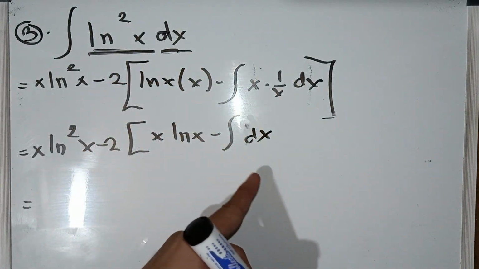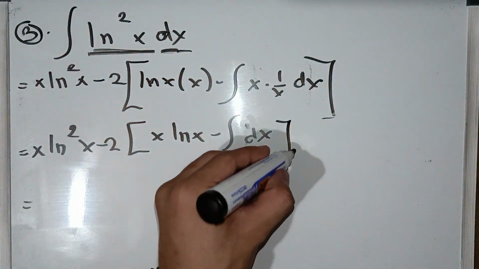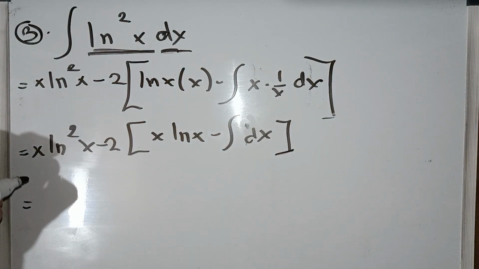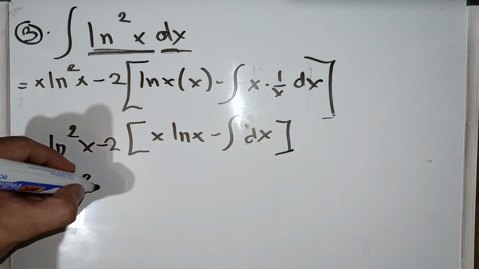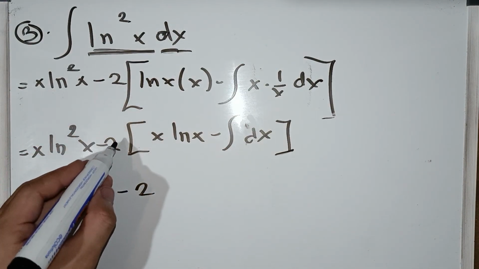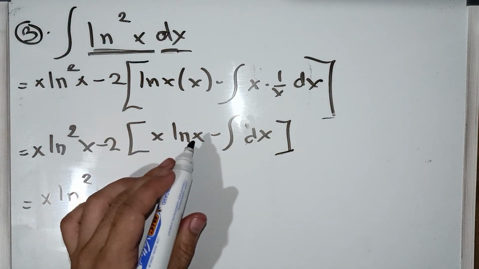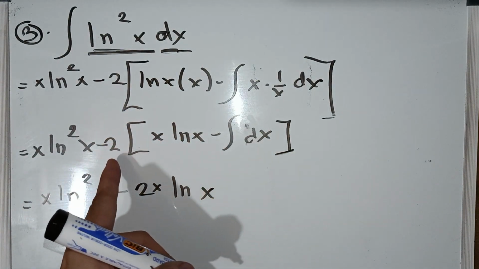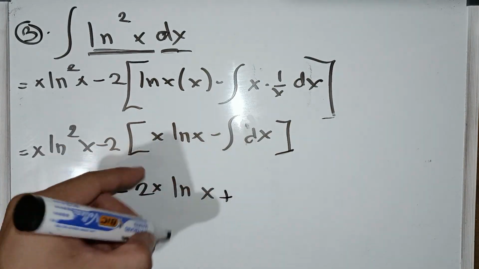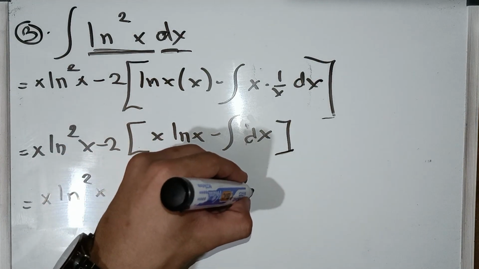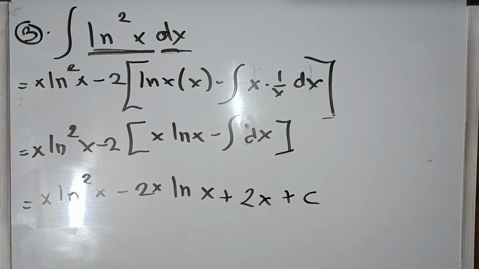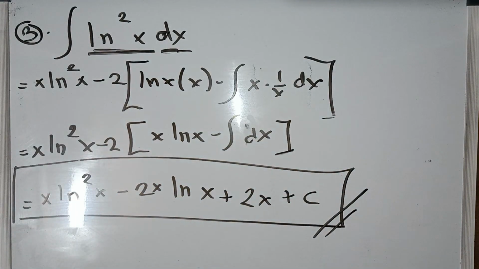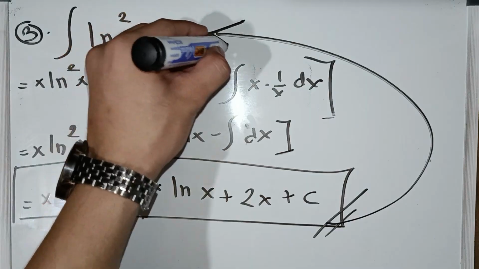So simplifying this and distributing the negative 2, that will become x ln square x minus 2 x ln x, and then negative multiplied by negative gives us positive, and since we have the integral of dx, 2x plus c. So this is now the integral that we get when we integrate ln square x dx.